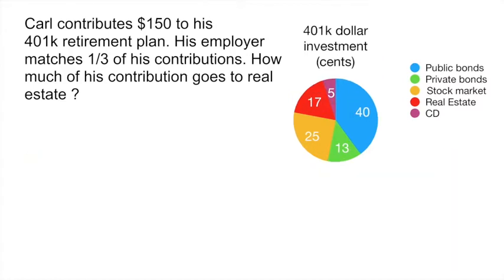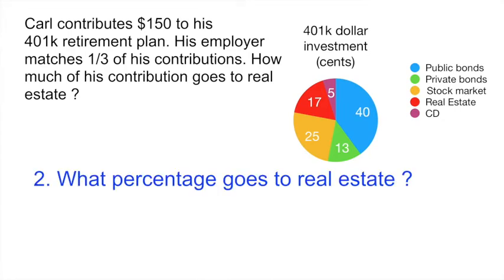The next question to ask is, for every dollar that goes into his 401k, how is that distributed, or what percentage goes to which investment? If you look at the circle graph and you look at the title, it says 401k dollar investments, and then it says in parentheses cents. So what this is telling you is that for every $1 that he invests, 40 cents are going to go to public bonds, 13 cents are going to go to private bonds, 25 cents are going to go to the stock market, 17 to real estate, and 5 to CDs.